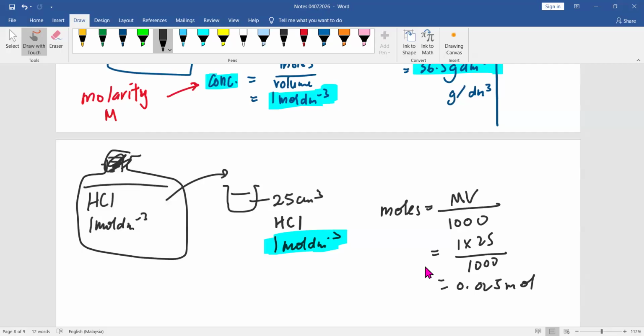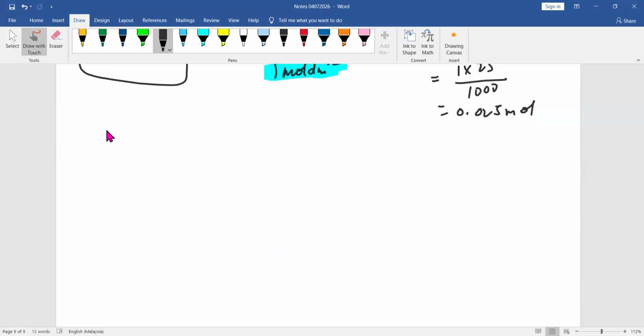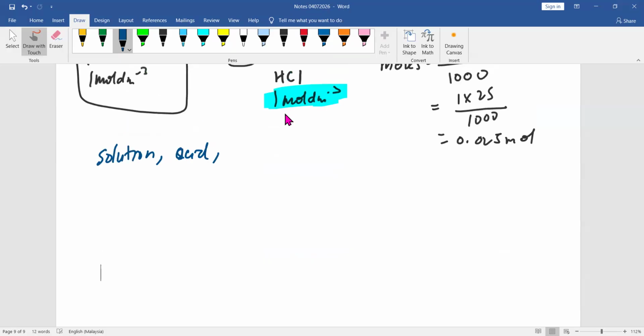Okay, let's do this. Okay, sorry. Before that, let's try this. Okay, so now it's like this. So how do I know it's an aqueous solution? They will say things like the words solution, they will say things like acid, alkali, and obviously they will have this unit.